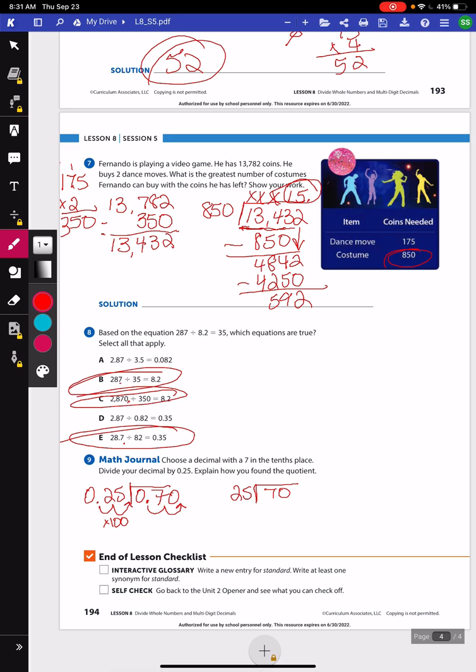So 25 can go into 70 2 times. 2 times 25 is 50. I subtract and get 20. Add a decimal and a 0, bring it down. Let's say 8. 8 times 25 is 200. I subtract and get 0, nothing else to bring down. So I get 2.8. And that is the end of session 4, pages 191 through 194.